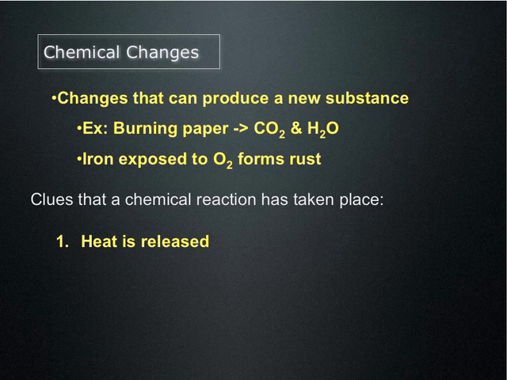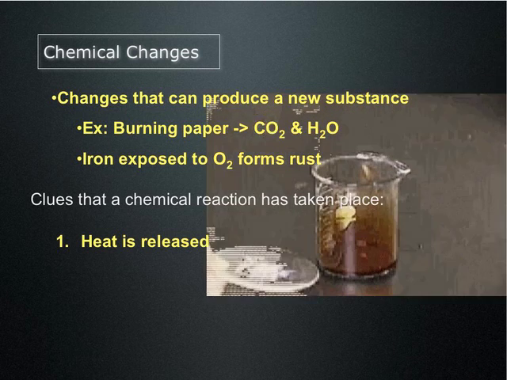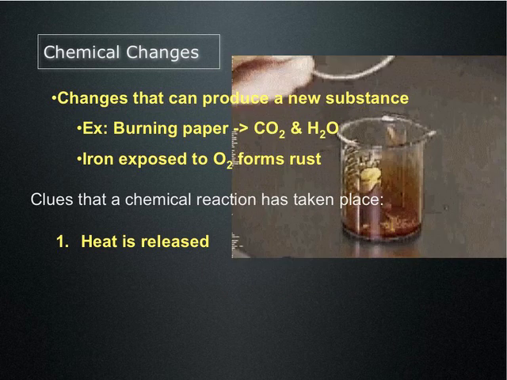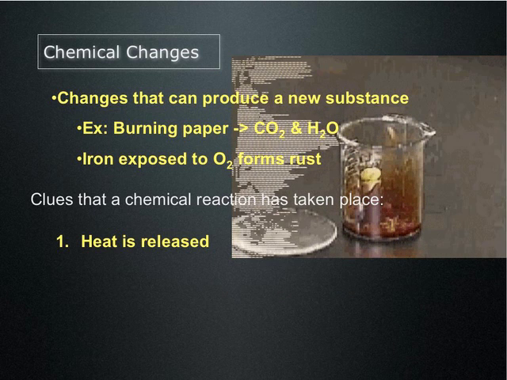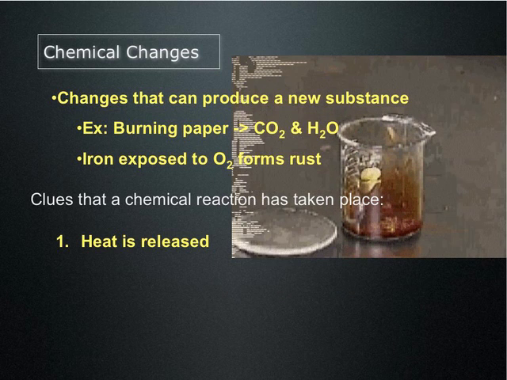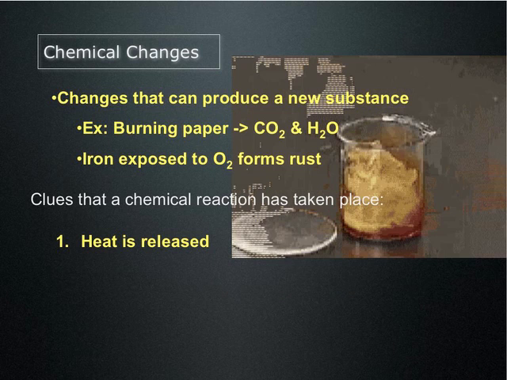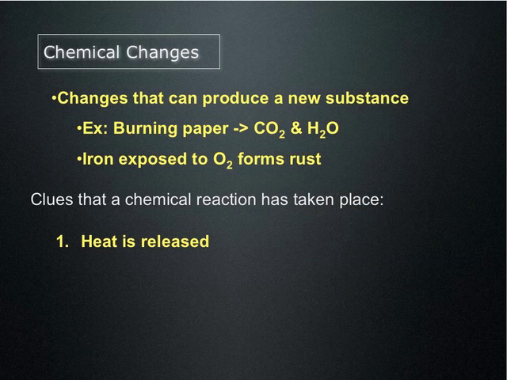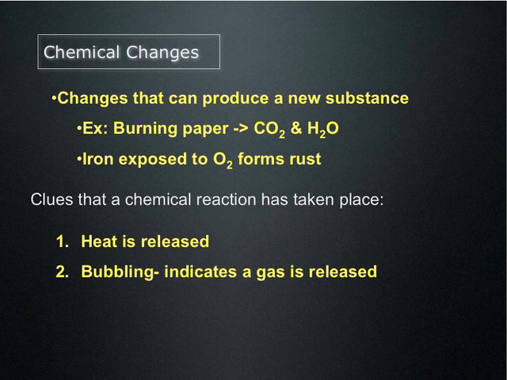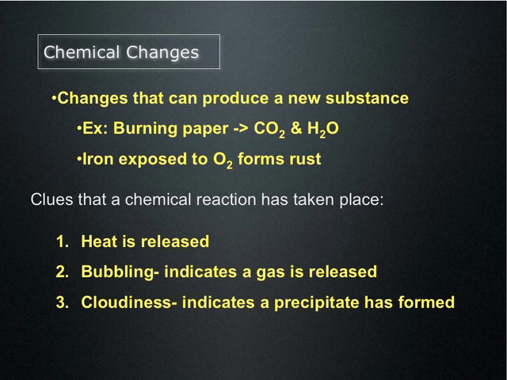So, clues that a chemical change has taken place. Sometimes heat will be released when you combine two chemicals. That's a sign of an exothermic reaction. These are just some pretty poor videos, but they show adding substances together and a chemical reaction taking place. Getting a precipitate, which is when you mix two liquids and a solid forms, is an example of a chemical reaction. Bubbling, or the release of gas, is another.